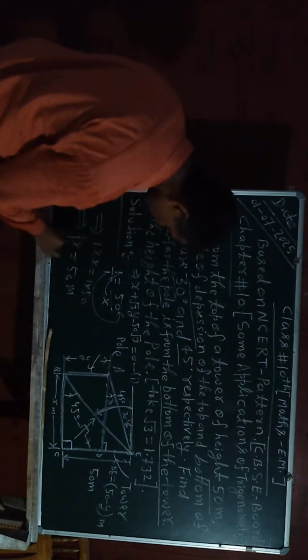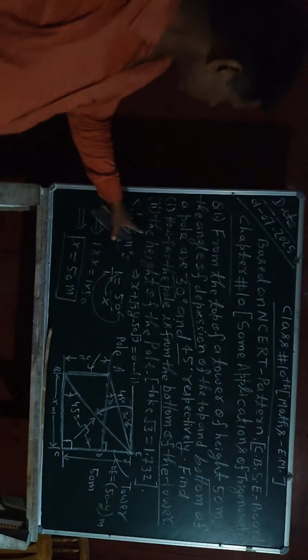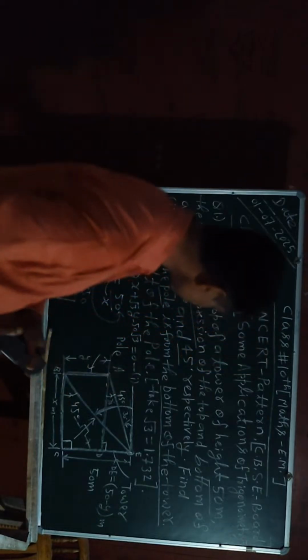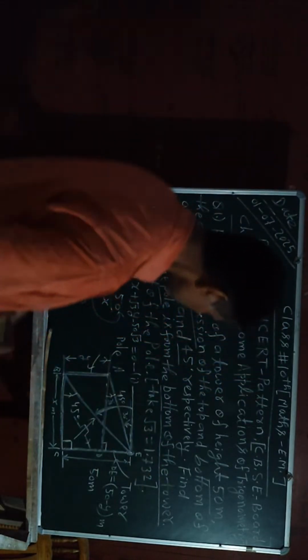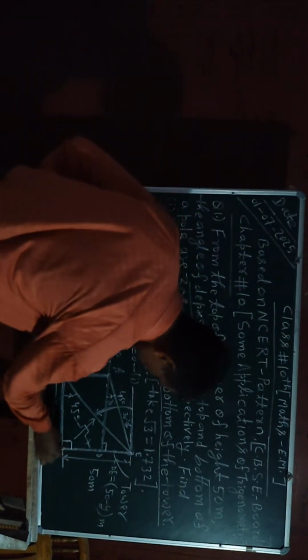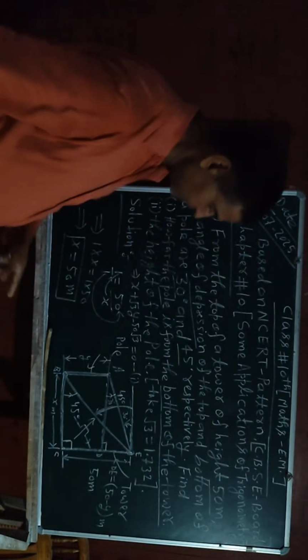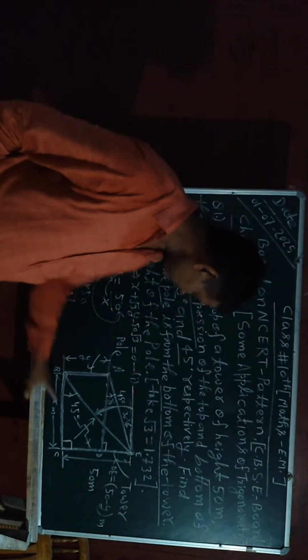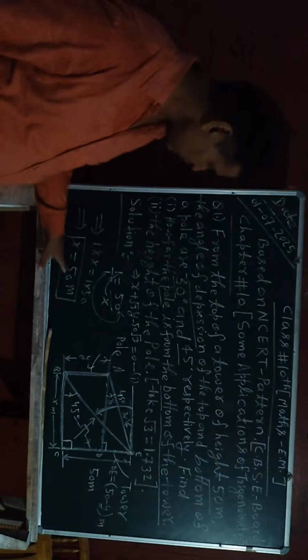So one answer I have got, and this answer is for question number 2. That is the height of the pole. No, this is answer number 2 first: how far the pole is from the bottom of the tower. So from this point to this point I have to get the length. That length is x meter, and the value of x I have got is 50 meter.